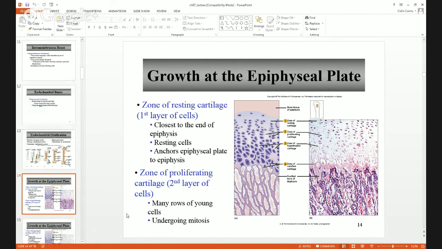Now, I don't think we talked much about growth at the epiphyseal plate. There's a zone of resting cartilage, a zone where the cartilage proliferates, a zone where the cartilage grows bigger than normal, and a zone where the cartilage calcifies. And underneath that is the ossified bone of the diaphysis.